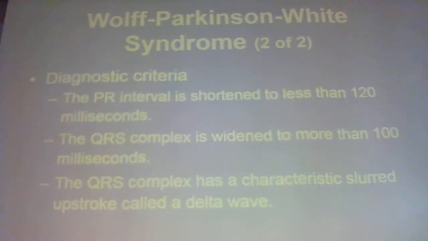A delta wave. And what does a delta wave look like? So it's a slurred upstroke where a J would normally be, right? So it would look like this, and our normal one looks like that, right? Straight up, and our T wave. With a delta wave, you get this slurring here. That's what a delta wave is.